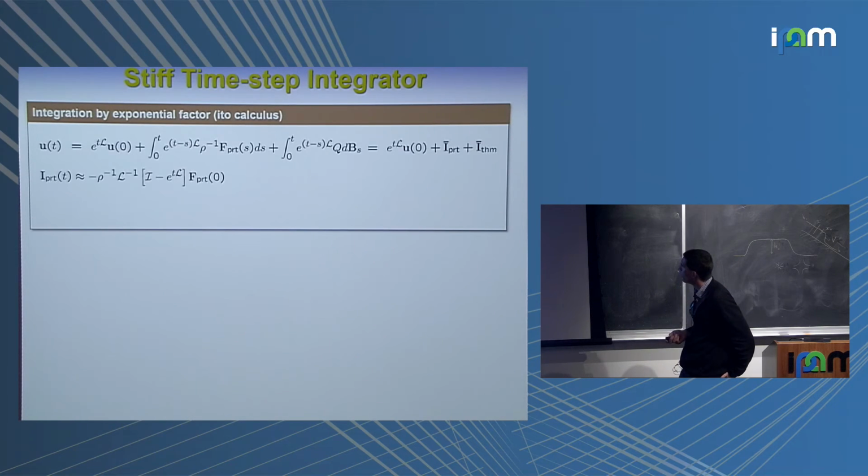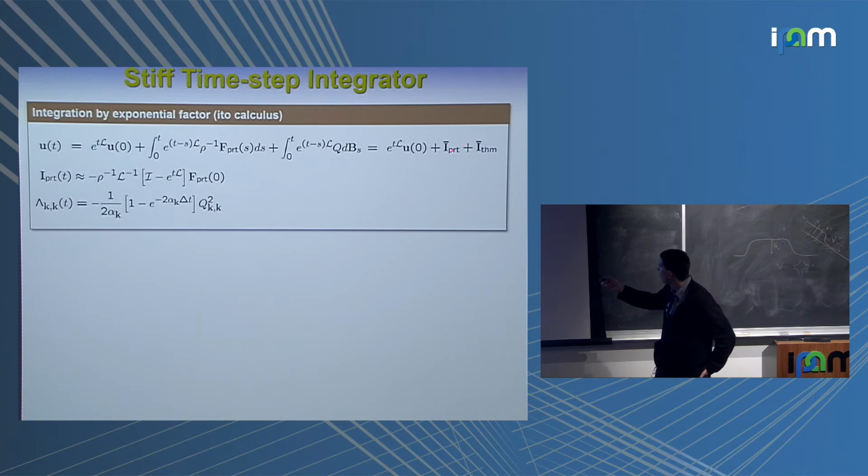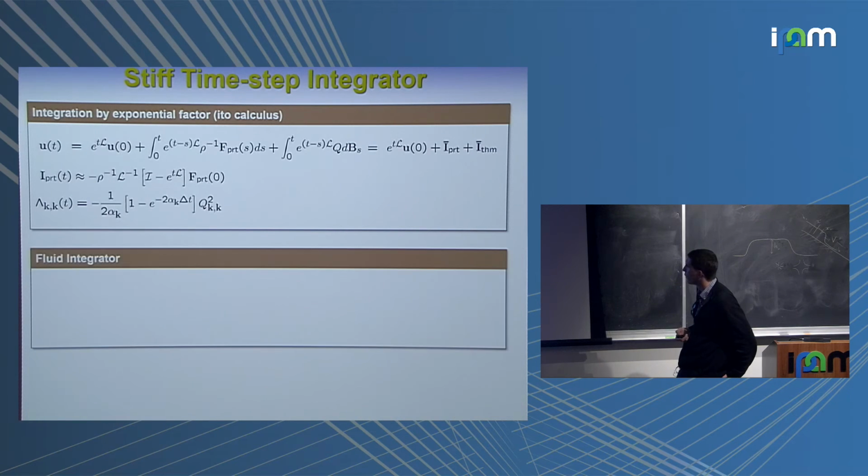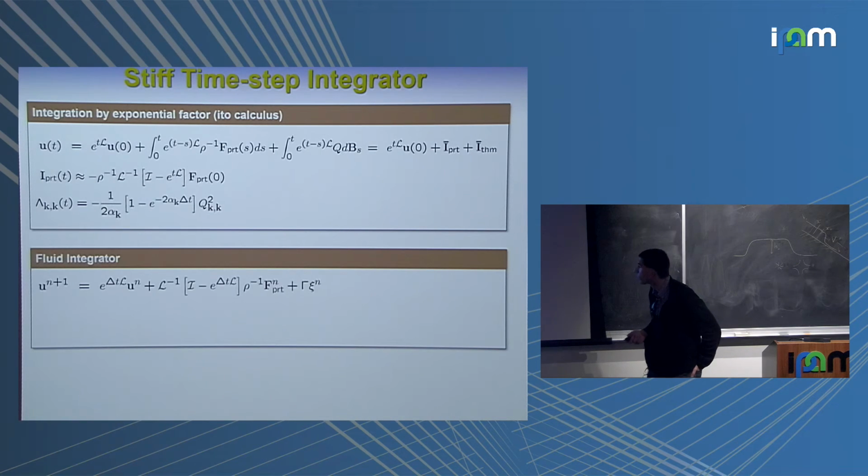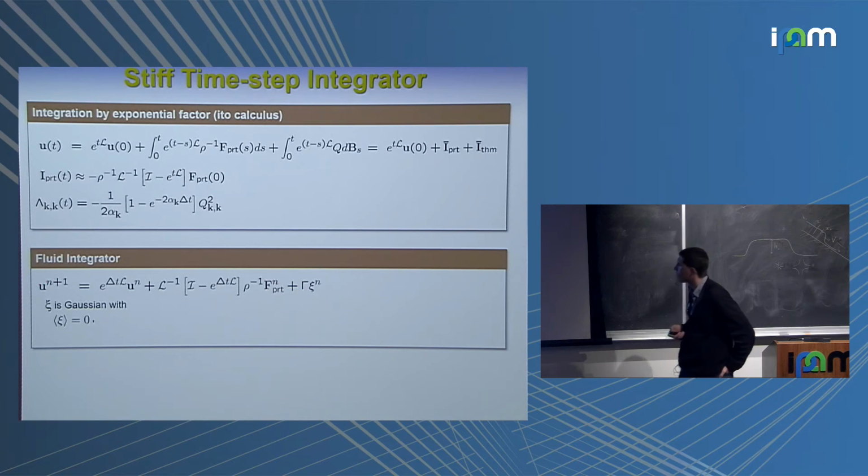So basically what you would do is approximate this term and this term using this expression and the random variate with that covariance structure. These could be particularly high dimensional if you have a fluid lattice. The fluid integrator then becomes basically taking your state at time n, exponentiating the operator, which can be done straightforwardly in Fourier space, integrating up the particle contributions, integrating up the thermal terms, and that gives you the state at time n plus 1.